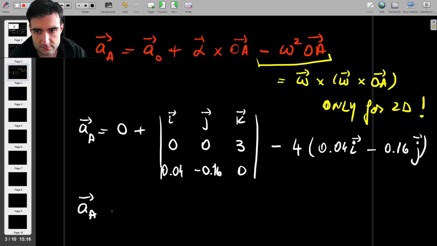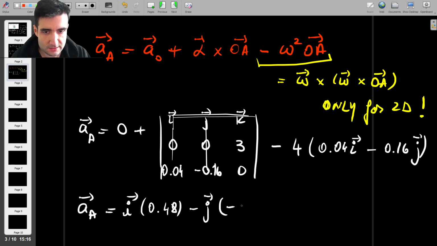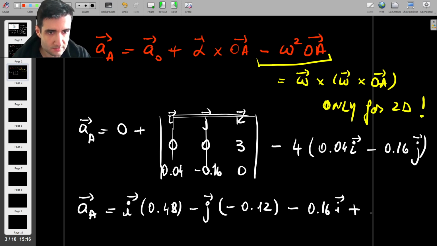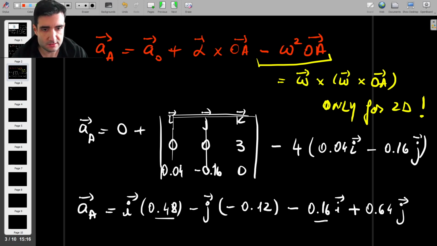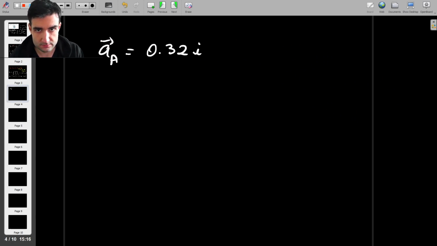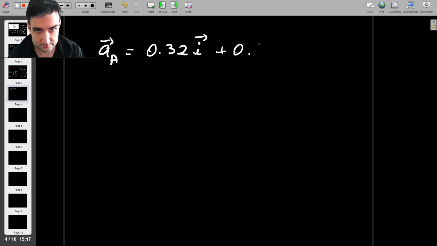So the acceleration will be given by i multiplied with. So now we do the same thing. We cross out this row and this column, and we get 0 minus minus, so we have 0.48, and then minus j times 0 minus 0.12, and then minus 0.16i, and then plus, and this should be 0.64j. So the acceleration of A will equal, so we have 0.48i minus 0.16i, so that's going to be 0.32i. And then we have 0.12 plus 0.64, so that's going to be plus 0.76j.